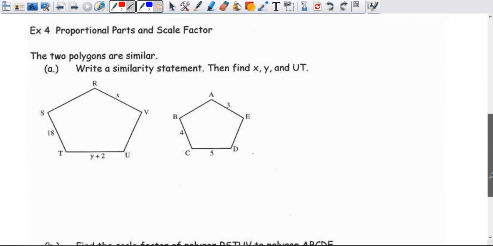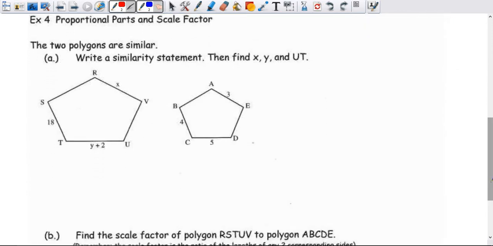Okay? So proportional parts. This example is how you'll see a lot of the problems that you'll do with this section with similar figures. So we're going to write a similarity statement, just so we can know which letters we are matching up. Let's just go around these figures. So R, S, T, U, V would be similar to A, B, C, D, E. Okay? So now we're going to find X, Y, and UT.